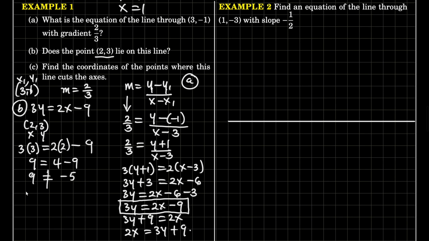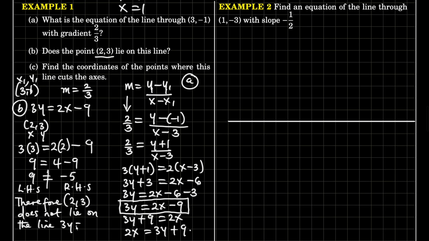So because what is on the right hand side and the left hand side are not equal when we put them together, then we can say that this your (2,3) does not lie on the line. Okay, so we can say that therefore (2,3) does not lie on the line 3y is equal to 2x minus 9.